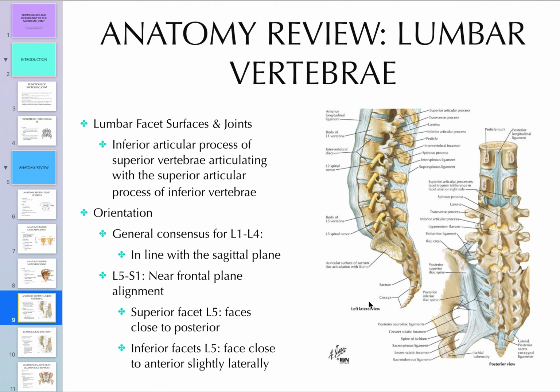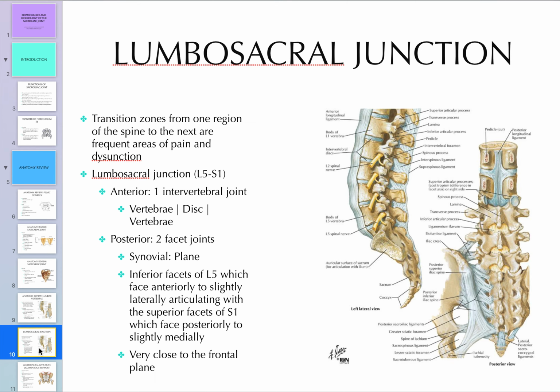So the superior facet of L5 faces posteriorly, right? So we can see the superior facet of L5 facing posteriorly, and the inferior facet of L5 faces anterior and slightly lateral. So this is the inferior facet. We can see how it faces anterior and slightly lateral in order to meet the medially oriented sacral facets.